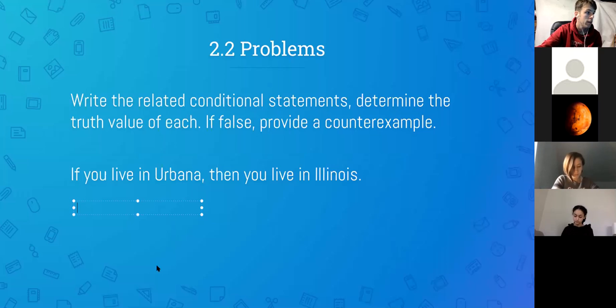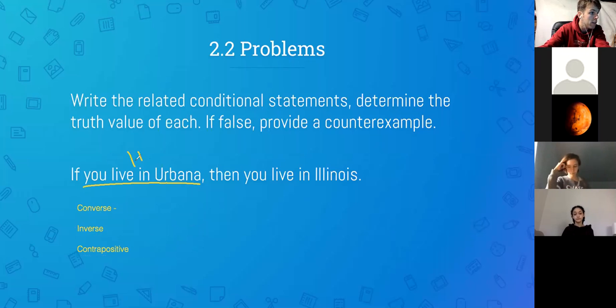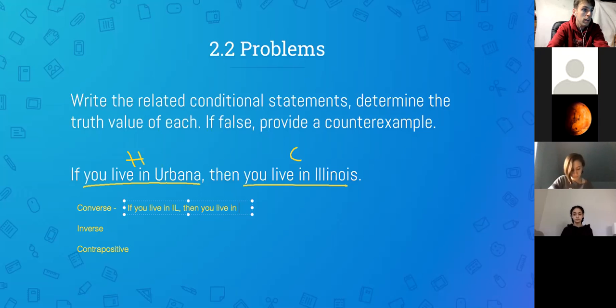So here is a conditional statement. If you live in Urbana, then you live in Illinois. And we're going to write these three statements. So the converse is achieved by taking our hypothesis and our conclusion. So this right here is our hypothesis, and this is our conclusion. So the converse, we switch those. So it's if you live in Illinois, then you live in Urbana.